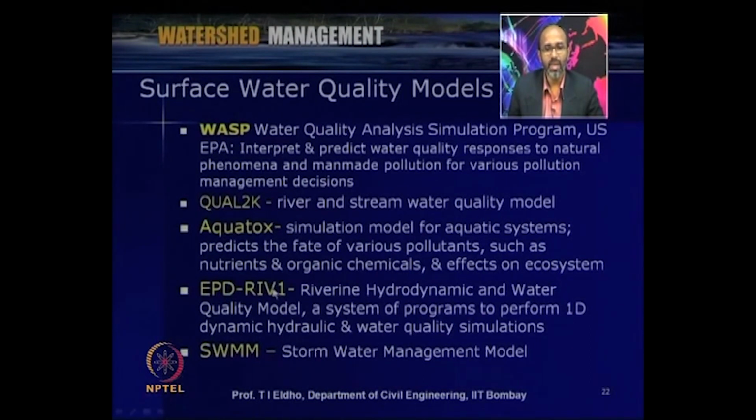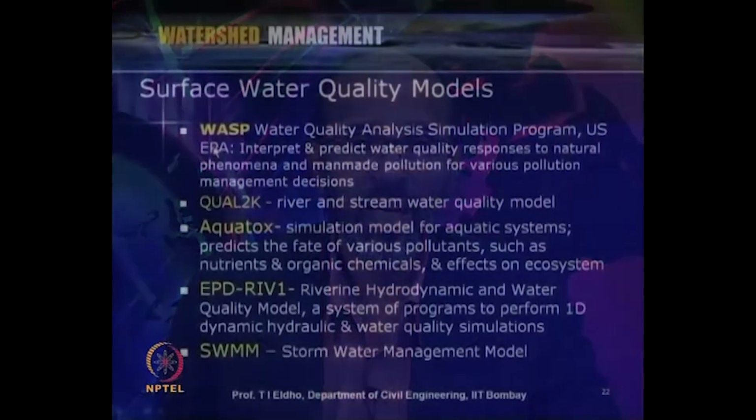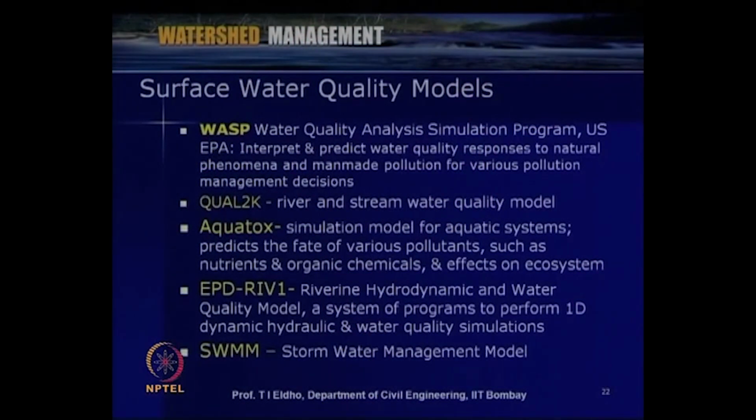And then another model, EPD-RIV1, a riverine hydrodynamic and water quality model, a system of programs to perform 1D hydrodynamic, hydraulic and water quality simulations. And then the famous SWMM model, the Storm Water Management Model, where the hydrodynamics and the transport within open channels we can simulate. So, like that, a large number of surface water quality models are available in literature and in the market. So, depending upon what type of problem we are going to solve and what kind of contamination we have to address, we can choose a specific type of model.